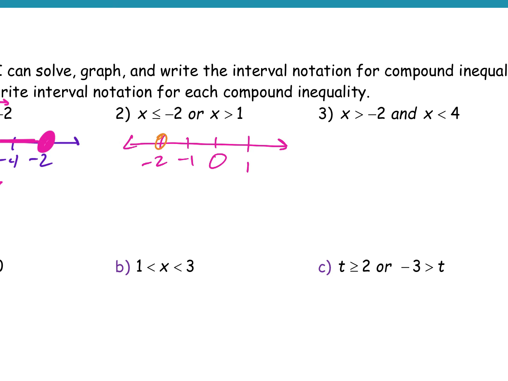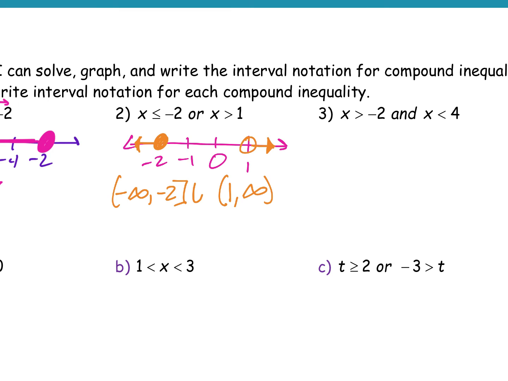-2 is closed. And it says X is less than -2, which means it goes this way. And then X is greater than 1, which is this way. So I need to write 2 intervals for this one, because I have 2 separate arrows. So I have from -infinity to -2 bracket. And then I have 1 parenthesis to infinity.